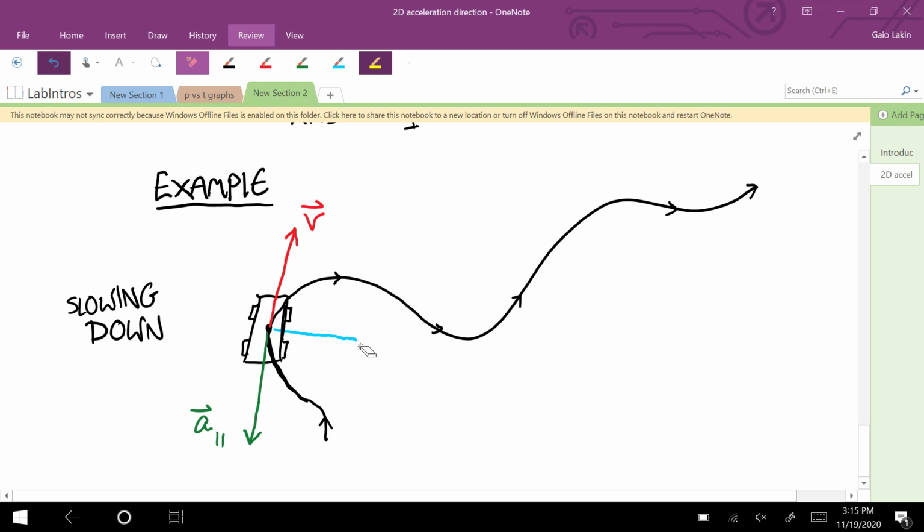These should, let me draw it a little more carefully, these should all be perpendicular to each other. A parallel and V need to be parallel. And this perpendicular part needs to be perpendicular to both of those two. So there's A perpendicular.